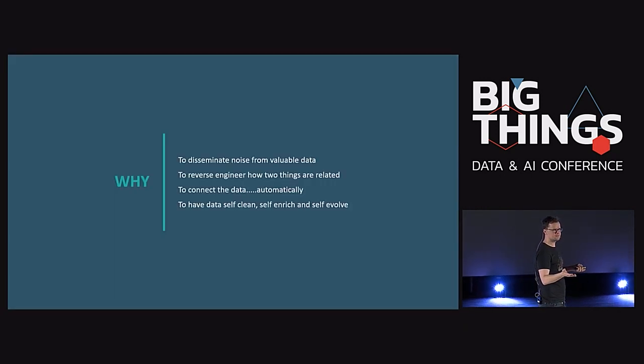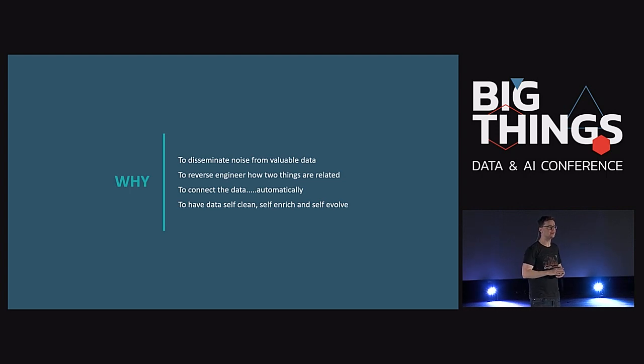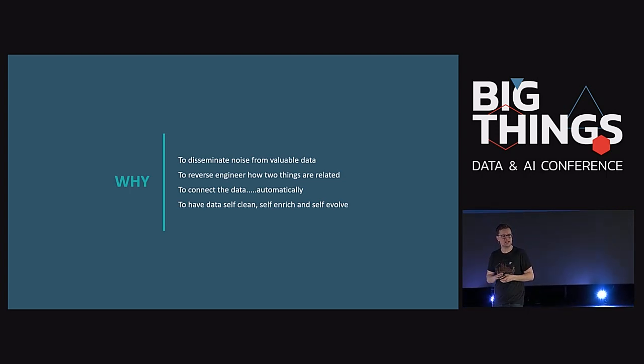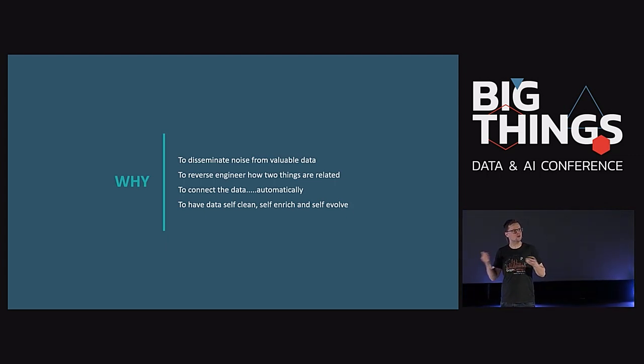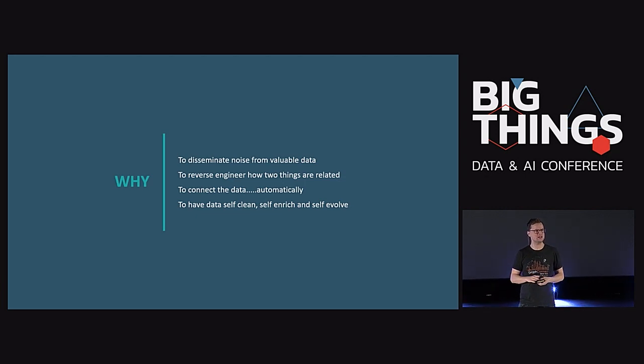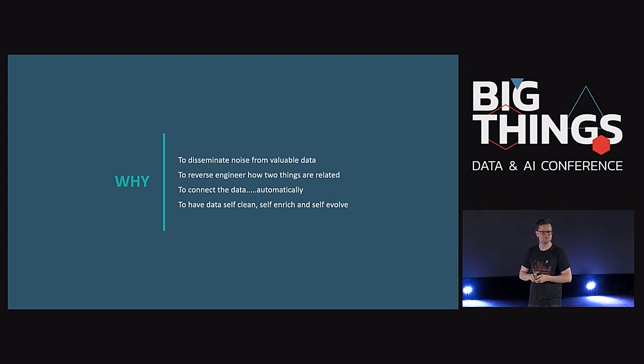Why even do this? Well, apart from the fact that I've alluded to, the classic ways of data preparation do not scale around the sheer three V's that I alluded to in the big data movement. But on top of that, it was to be able to disseminate noise from value. You can imagine that in a big data world, whether it's tracking transactions, customer data, or analytics, there is still a lot of noise within that data. So could we use this decision engine to disseminate what was valuable, what was relevant, and what was not?